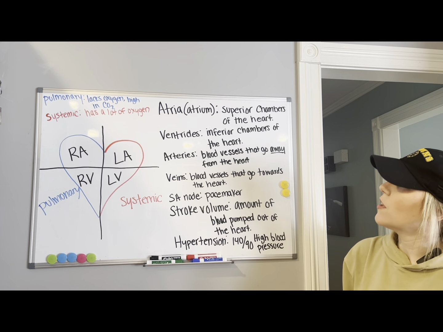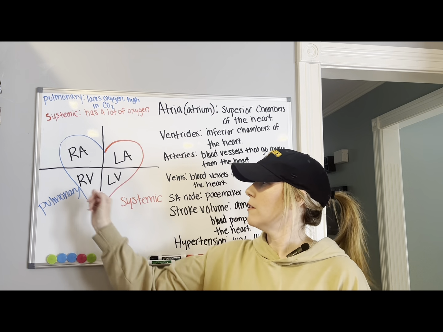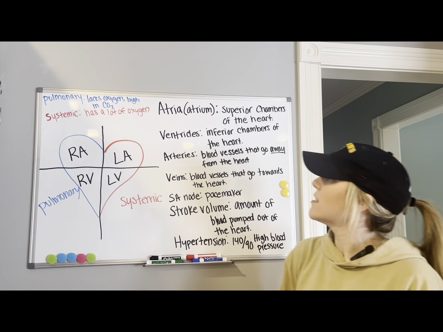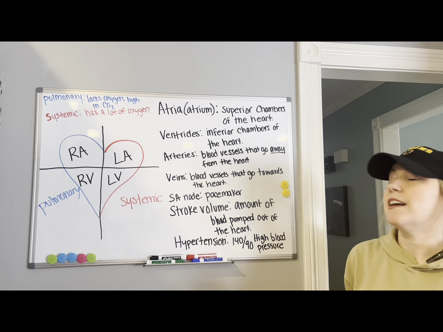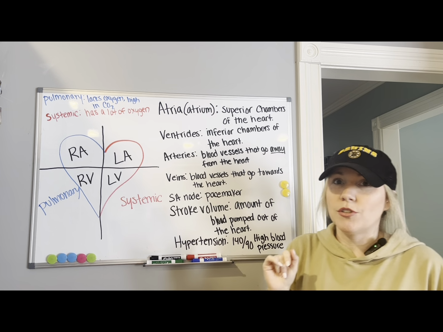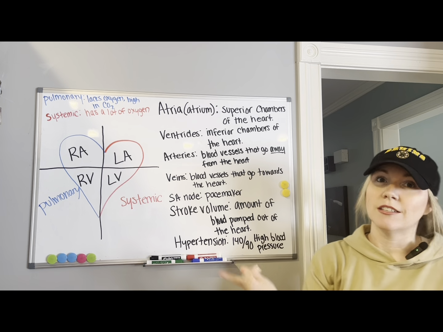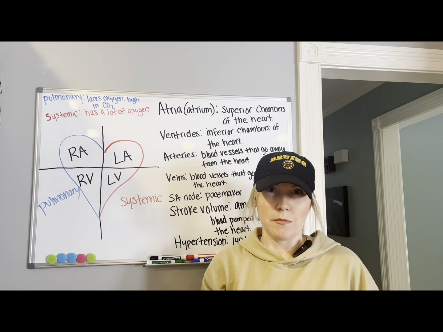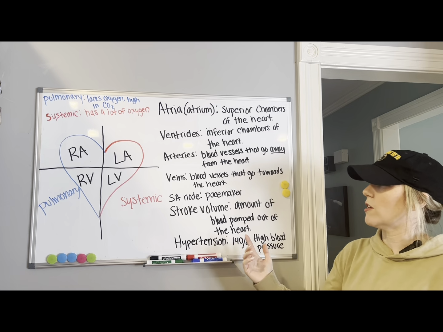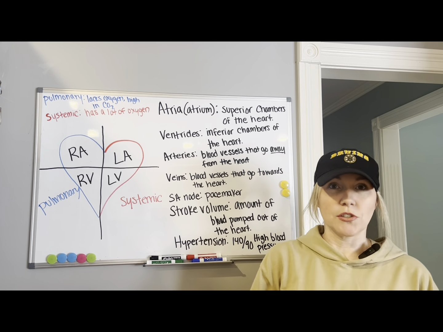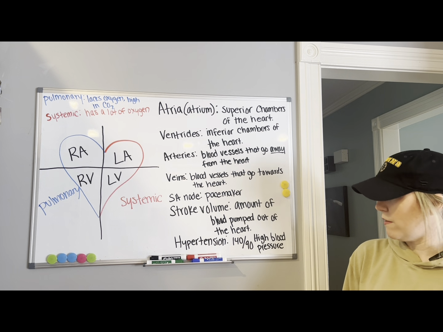Then we got ventricles, inferior chambers of the heart. So inferior meaning anything below. So here we go, inferior chambers. Arteries, blood vessels that go away from the heart. I underlined away because I want you to realize when you see arteries, arteries away. Just easy little tips like that to help you remember those things. We got veins, blood vessels that go towards the heart. For your SA node, just remember that's the pacemaker of the heart. Stroke volume, amount of blood pumped out of the heart.